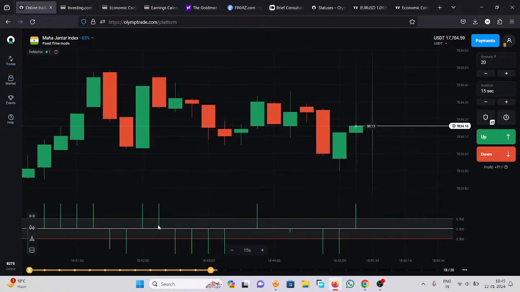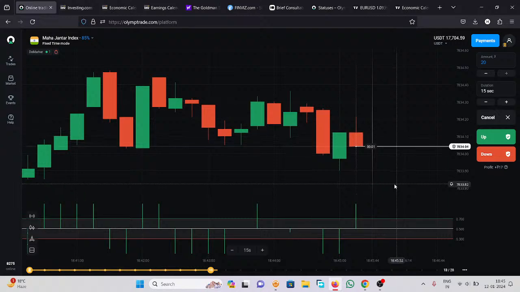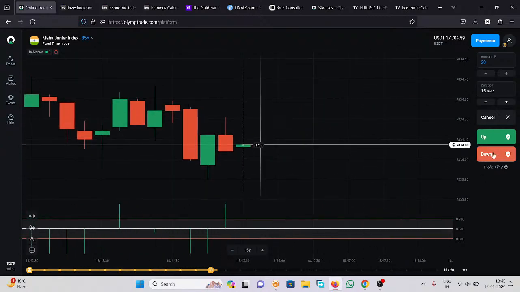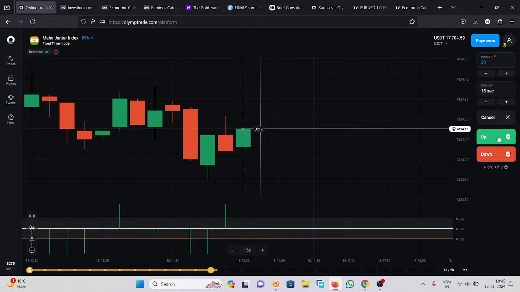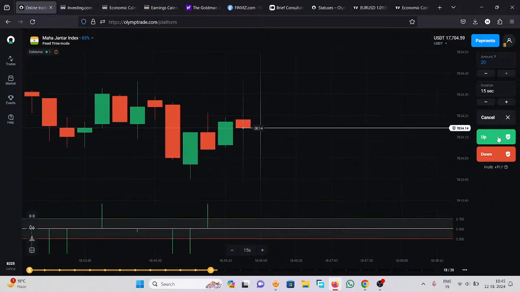But if we are not getting any signals, or if we are getting small signals, please don't open the trade. One more thing, if you are choosing a graph or any asset, and if you are getting profitable trades on the same, please continue. Do not change it. Please continue with that. Don't change it. Right?